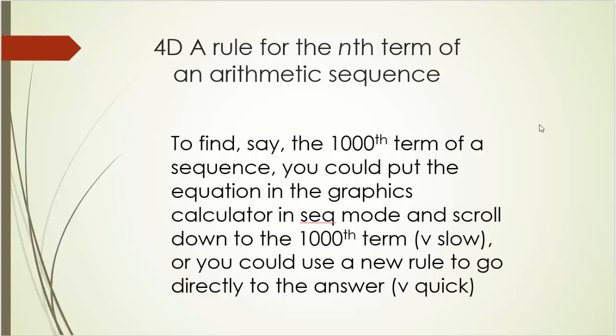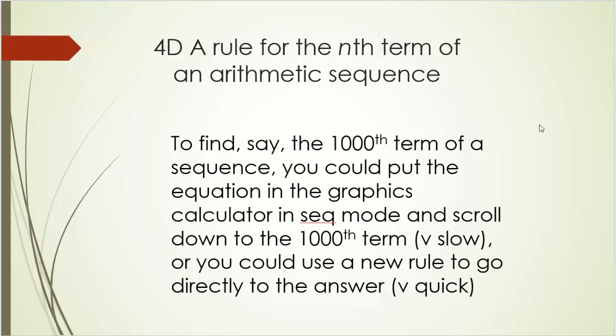Now you already know that if you use your ordinary 4-function calculator you can find the 1000th term, but you'll have to press enter 1000 times. Or you could go into your graphics calculator, put the recurrence relation in, and then scroll down to the 1000th term. But what if we had a rule that would take us directly to what the 1000th term actually is? And that's what this is all about.